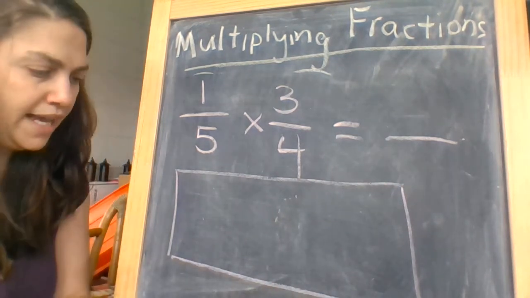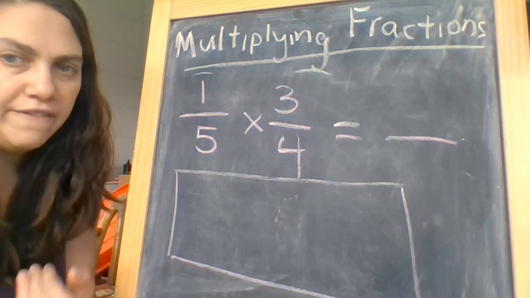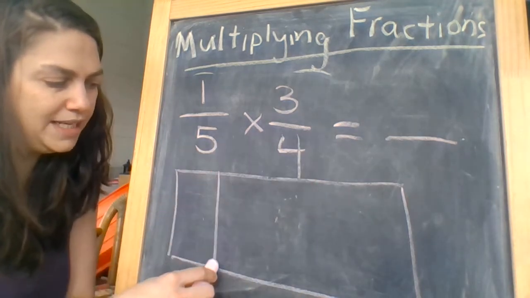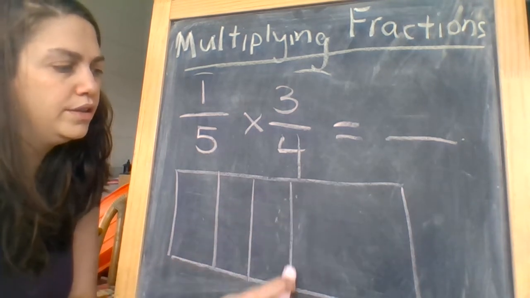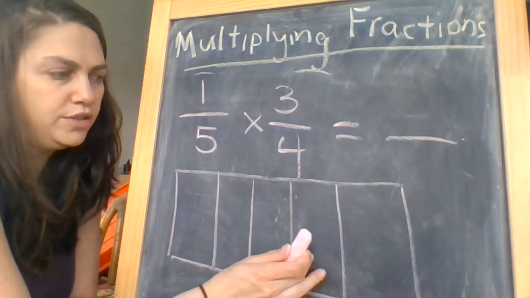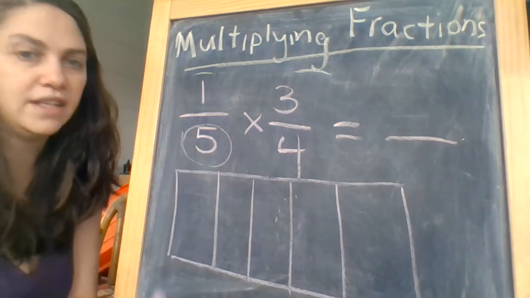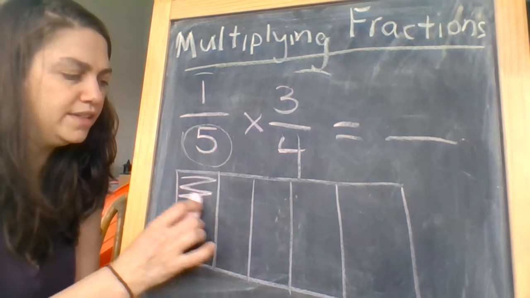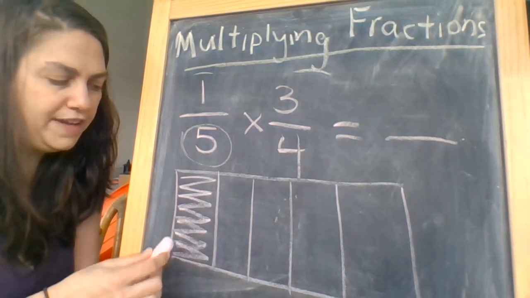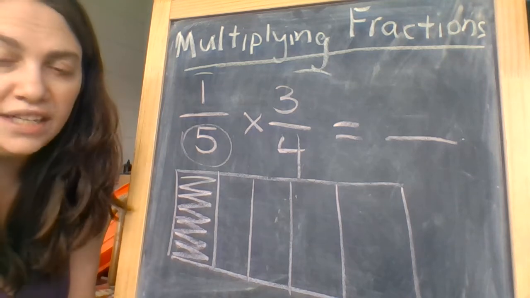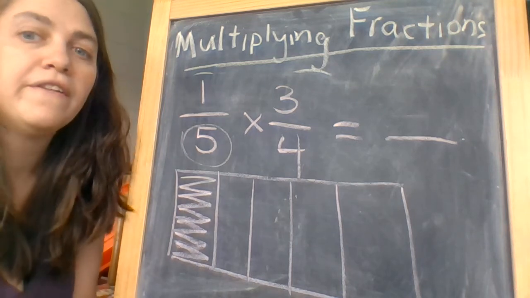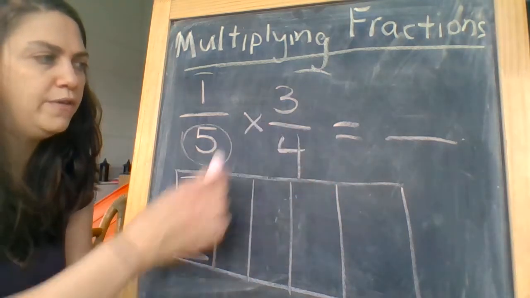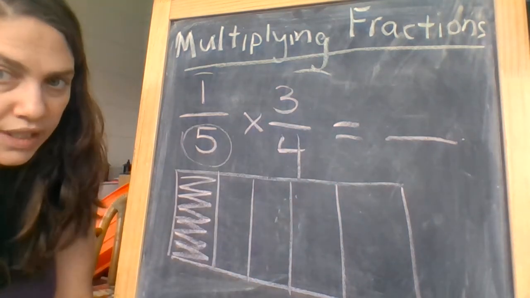Thinking about my pan of brownies, I have 1/5 of them. So I'm going to start by drawing 4 vertical lines to get 5 pieces. 1, 2, 3, 4 gives me 1, 2, 3, 4, 5 pieces. I'm going to shade in one of them because that's all that was left. Mom gave me 1/5 of the brownie. And now I need to share that 1/5 of my brownie with 4 siblings. I'm going to split it into 4 pieces and see how much of it we're each going to get.